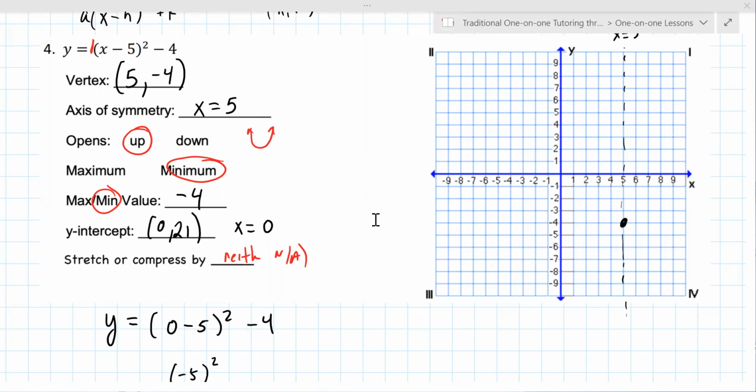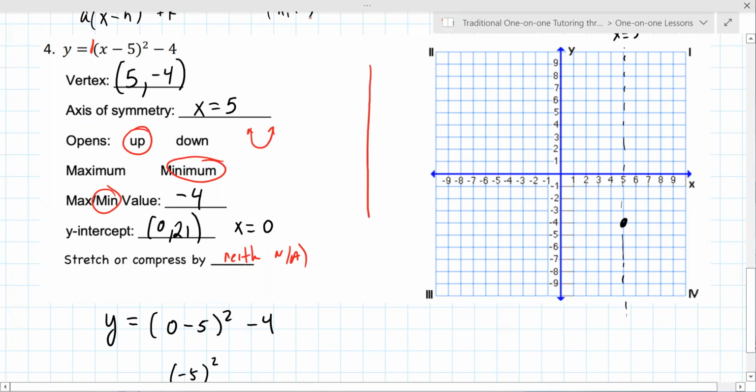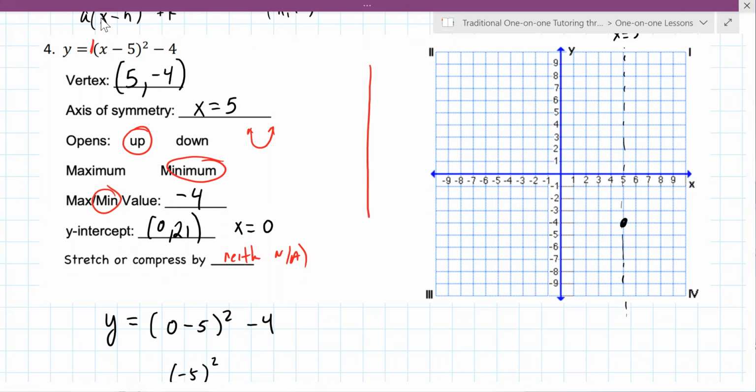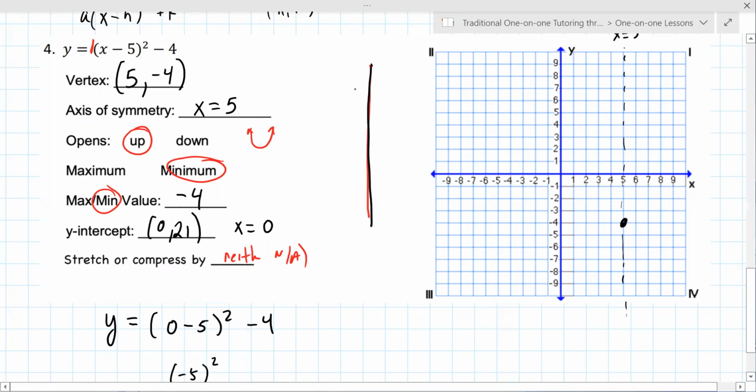Okay, so now to get the other values in the table, we use the ones that we know are good, starting at the vertex. The vertex is at 5 comma minus 4, and you always go 2 smaller and 2 larger. We'll start with 3. You want to put 3 into the equation, so that's 3 minus 5 squared minus 4.